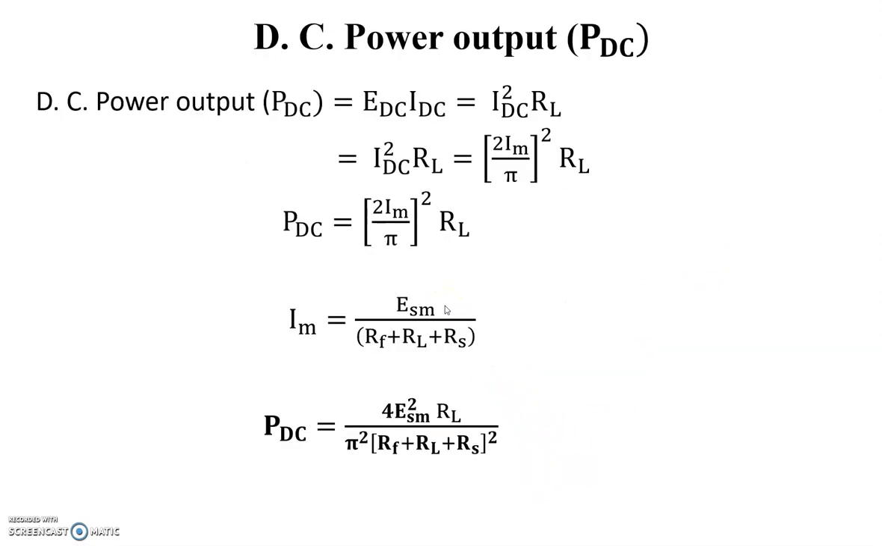Next we will move on to the DC power output. It is PDC, the product of EDC and IDC, or in terms of current, IDC square into RL. So substitute IDC in terms of 2Im by pi, and also Im is equal to ESM by RF plus RL plus RS. Finally we get the output PDC equal to 4 into ESM square RL divided by pi square into (RF plus RL plus RS) whole square. So this is 4 times greater than that in the half-wave rectifier circuit.